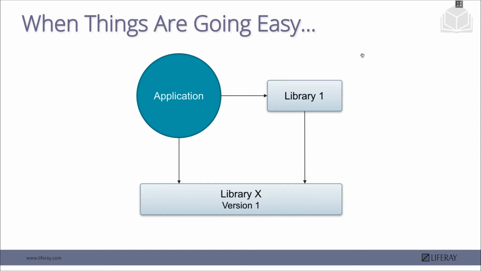So very simple, but what makes things a little bit interesting is library 1 also has a dependency on library X. So in this example, the application and library 1 both have a dependency on library X, and it has to be version number 1. So in this situation, all is fine in the world.